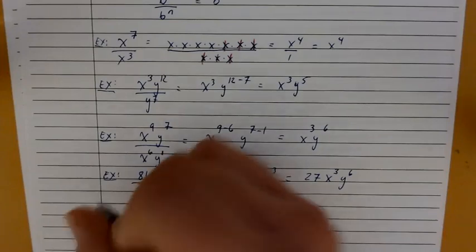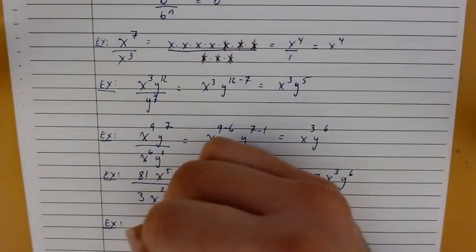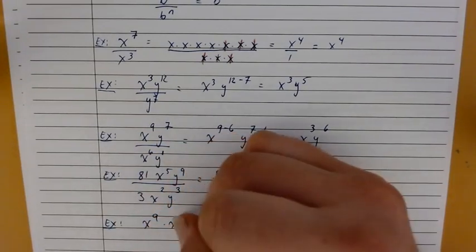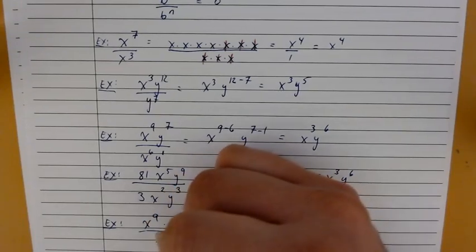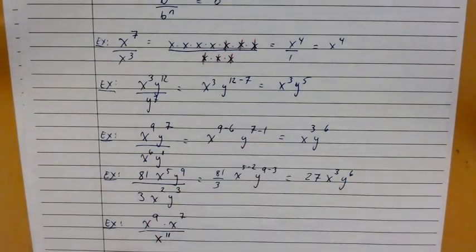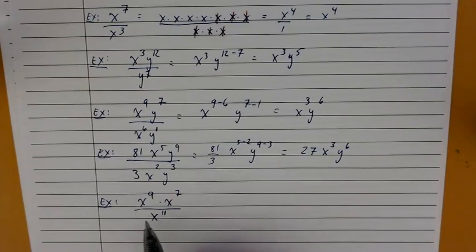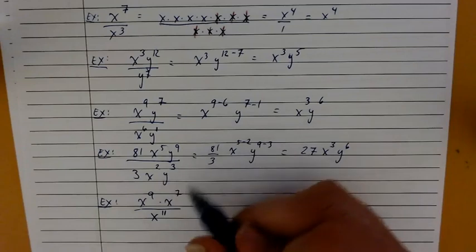Note that you can combine these properties. For example, let's say we're going to multiply x to the power 9 times x to the power 7 over x to the power, let's say, 11. Here, you have an instance of multiplication and an instance of division. Well, that's fine. You can combine these. Here, let's go ahead and multiply these together.